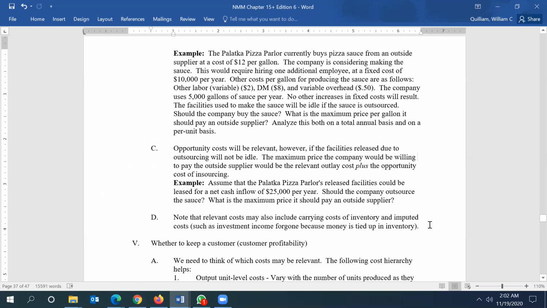Something else we could consider here is quality. It's a qualitative factor. It may be the customers perceive that our own homemade sauce that we insource has higher quality than the outside supplier gives in the outsourced sauce. So that could be another consideration here. That's just not one that is very easily boiled down to numbers.